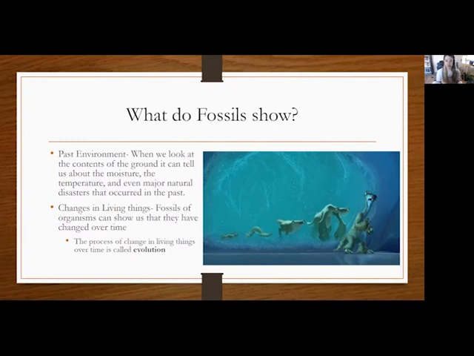Another thing that fossils can show us is how living things have changed over time. So I included this kind of silly image here. It's Sid the Sloth, from a single-celled organism all the way to the weird Sid the Sloth guy from Ice Age, right? The process of things changing over a long period of time is what we call evolution. It takes millions and millions of years.